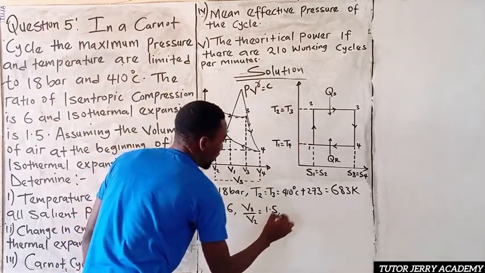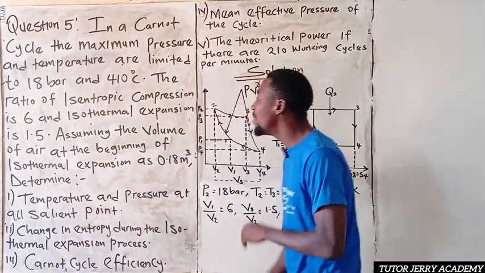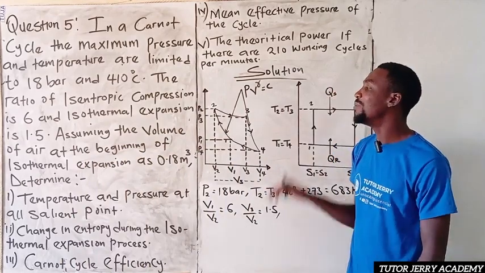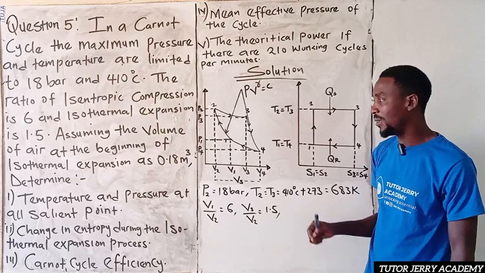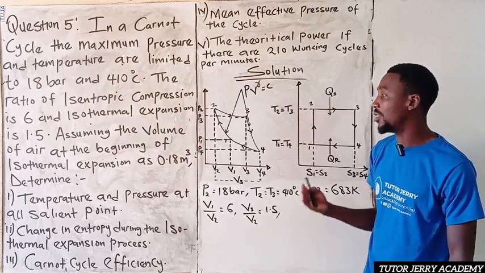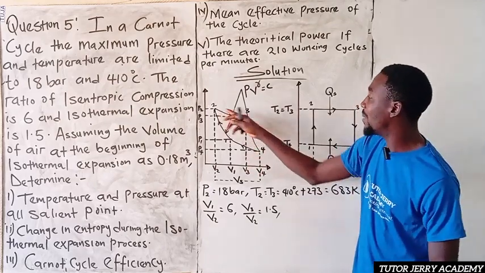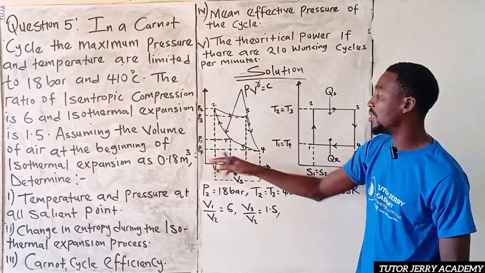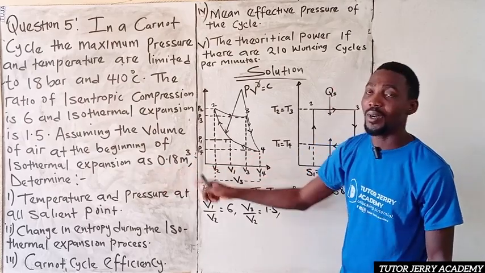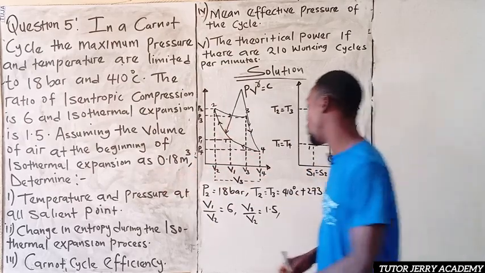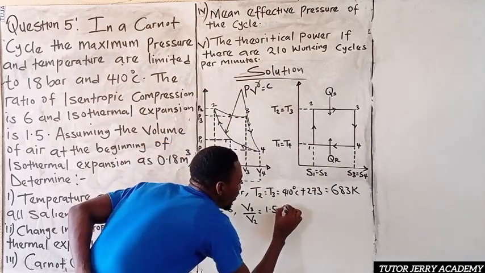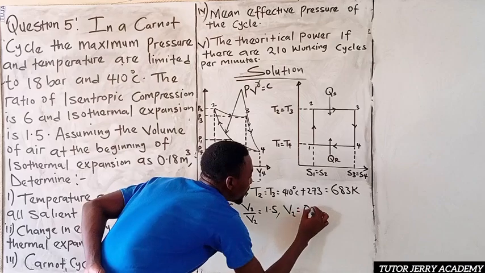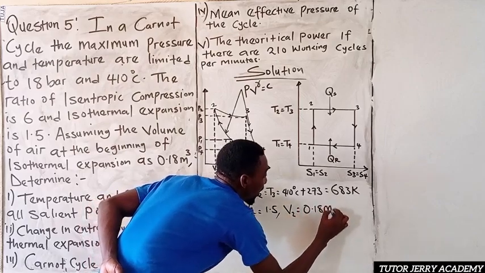1.5. All right. Now, they said, assuming the volume of air at the beginning of isothermal expansion. This is our isothermal expansion, right? It's nothing but 0.18. So the beginning is V2. So we are going to have V2 to be equal to 0.18 meter cube.